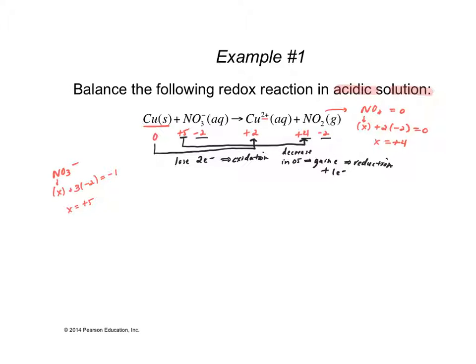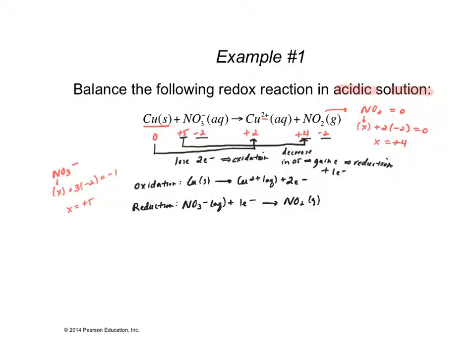Okay, so now that we've done that, we're going to write out the separate half reactions. So I'm going to write out the oxidation process first. Oxidation. So our oxidation half reaction is copper solid going to copper 2 plus, 2 electrons. And then I'm going to write out the reduction half reaction. So we have NO3, and it's going to gain 1 electron, going to make NO2.